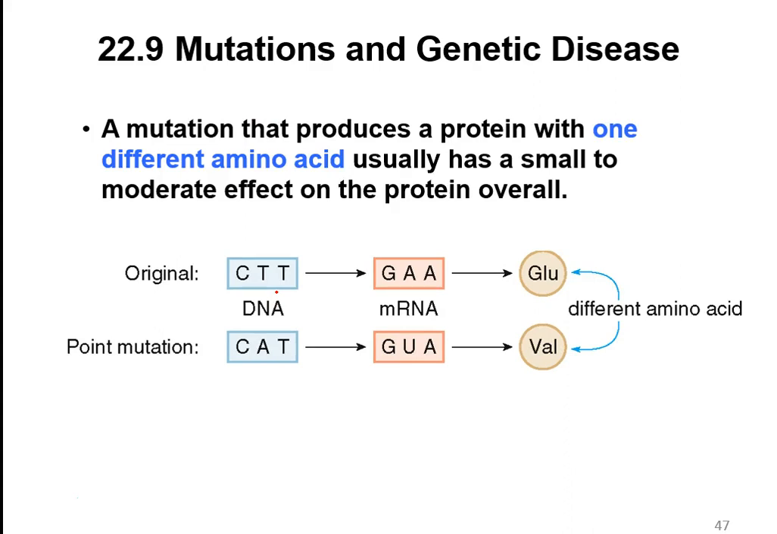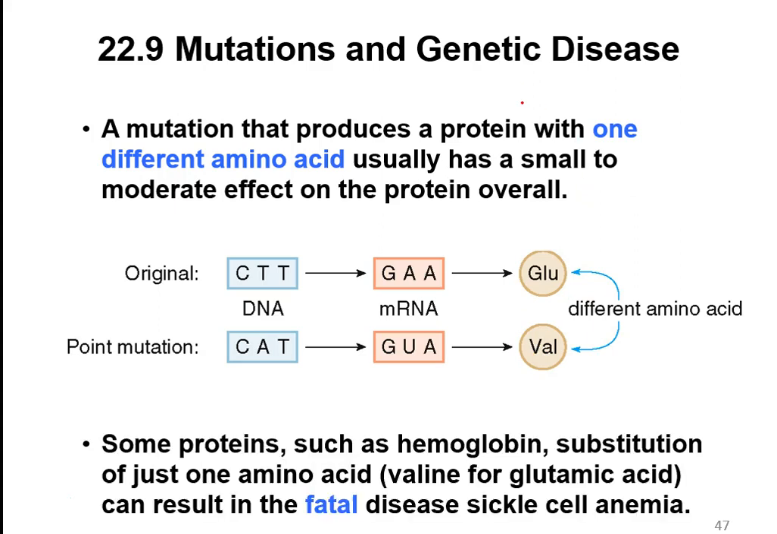Okay, a mutation that produces a protein with one different amino acid usually has a small effect overall. So if you have a change, and instead of having a glutamine or a glutamic acid, you have a valine in place of it, and if it has no real alteration in the amino acid, then it's really not that big a deal. Some proteins, however, such as hemoglobin, if you just change one amino acid, can actually have a big issue. So it all depends on what amino acid it is, and what protein it is.